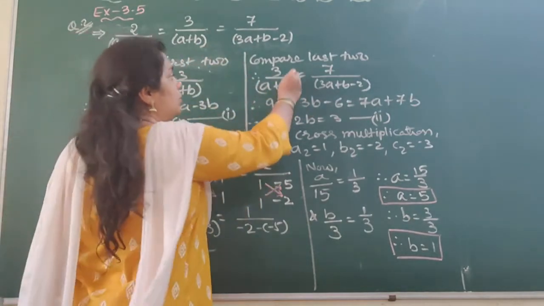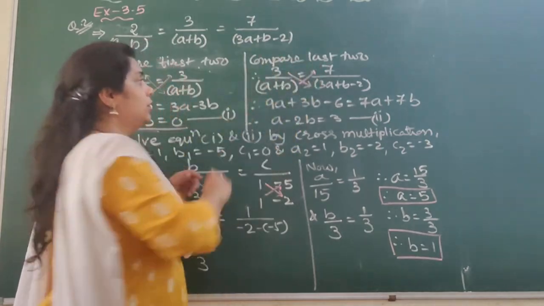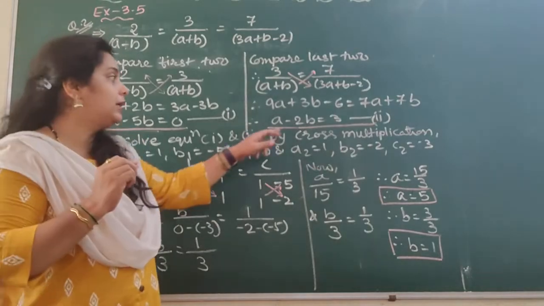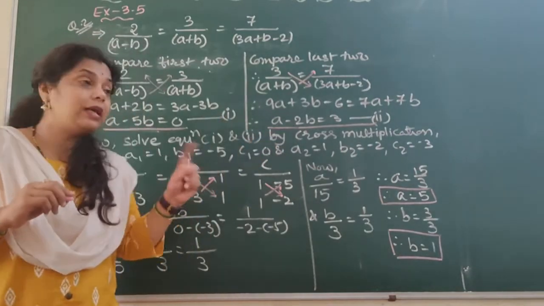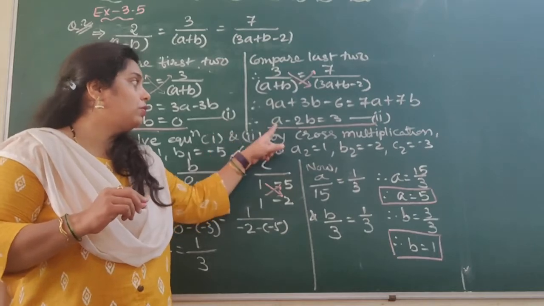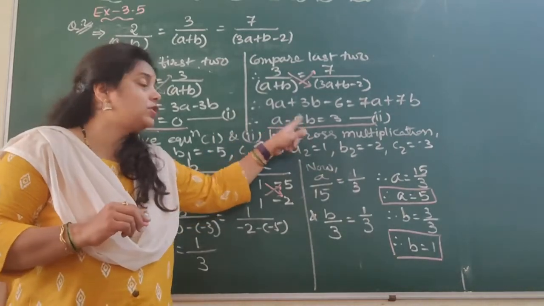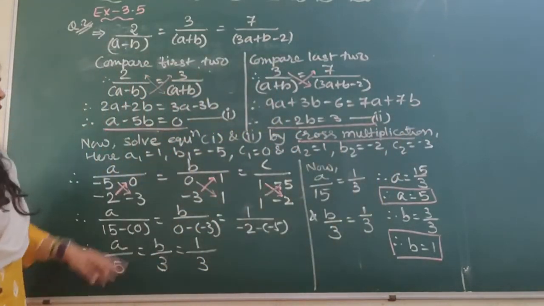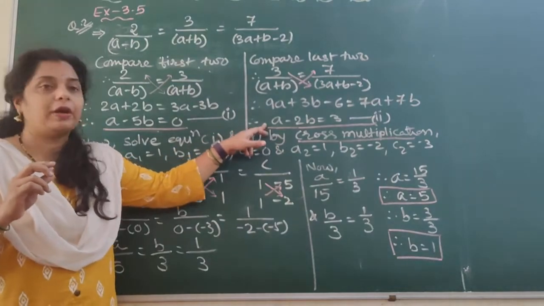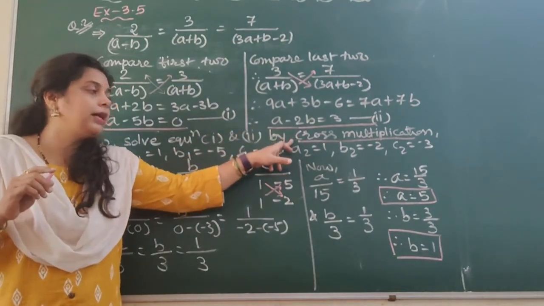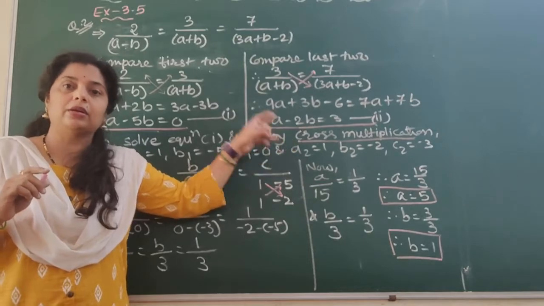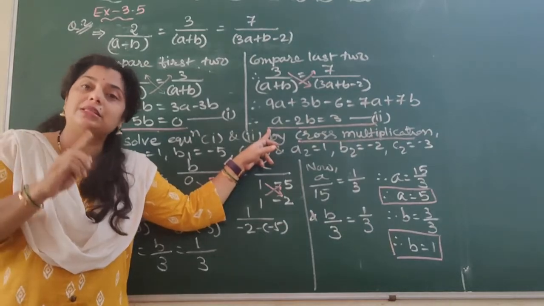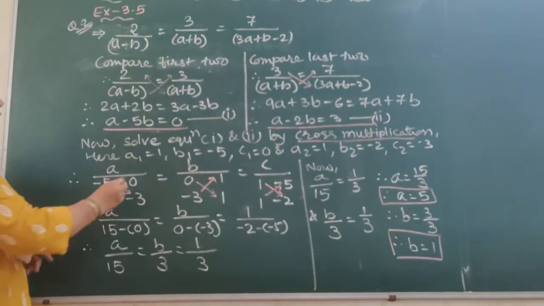So again by the last two terms, after cross multiplication, we got a minus 2b is equal to 3, the second linear equation. And now you have to solve and get the values of small a and small b, again by the cross multiplication method. You are using this pair to find out a and b. Again, compare this pair of equations with the standard form and find out the values.